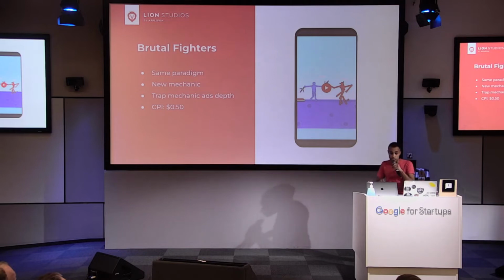They added it into the Unity project and they made a creative based on this mechanic, but they stayed on the same paradigm as the game is within. And the trap mechanic has a little bit more depth to the game. The result being it dropped the CPI to 50 cents.